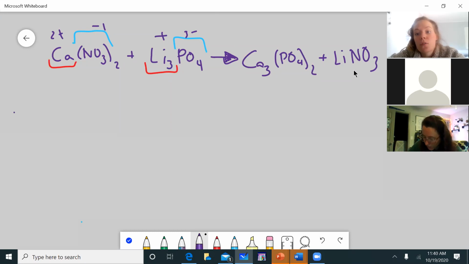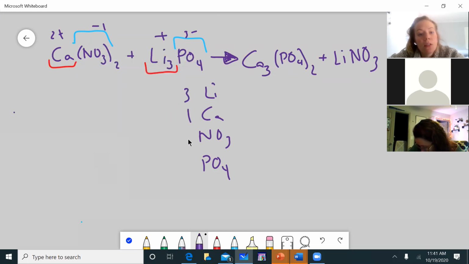Now I get it. There are 3 lithiums here and there's only 1 lithium here. I'm going to fix that by then changing the coefficients. So I have lithium, I have calcium, I have nitrate, and I have phosphate. Now remember, if the polyatomics stay intact, you can keep them as a whole. Lithium on this side, I got 3, calcium 1, nitrate 2, phosphate 1, calcium 3, phosphate 2, lithium 1, nitrate 1. Okay.